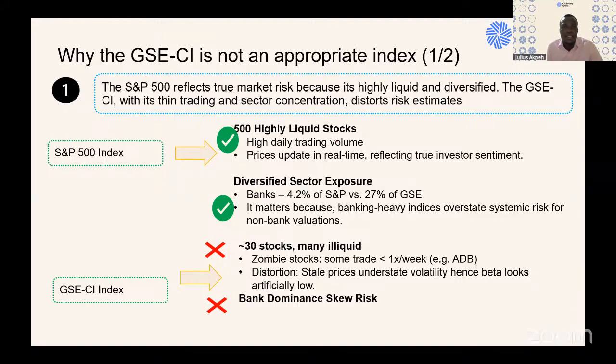I think there's a question. Let me address that quickly. Please explain again the second point under diversified sector exposure. So, especially the systemic risk.